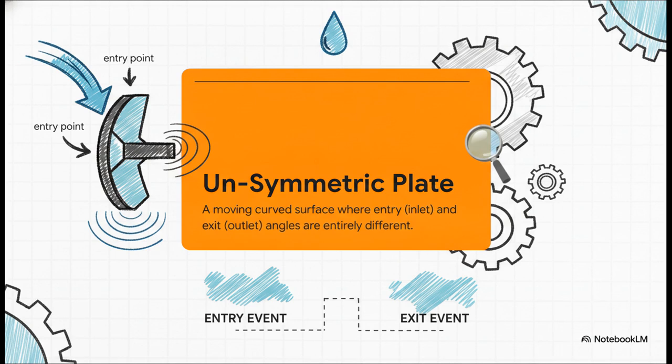In the real world, like inside those giant water turbines, the plates are almost always unsymmetric. Why? To squeeze out absolutely every drop of maximum energy. Because the entry and exit angles are entirely different, the water's behavior changes drastically as it travels across the surface. This means we can't just do one simple one-size-fits-all calculation. We actually have to analyze the entry point and the exit point as two separate but deeply connected events.